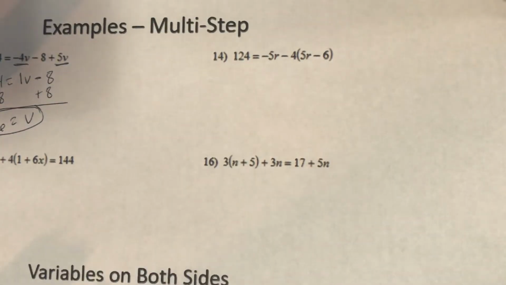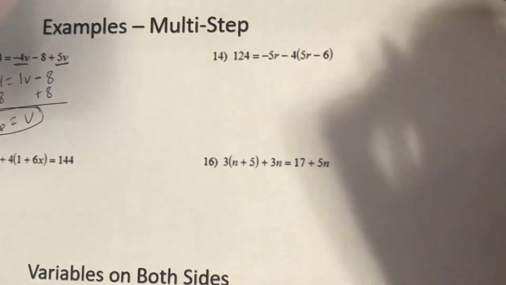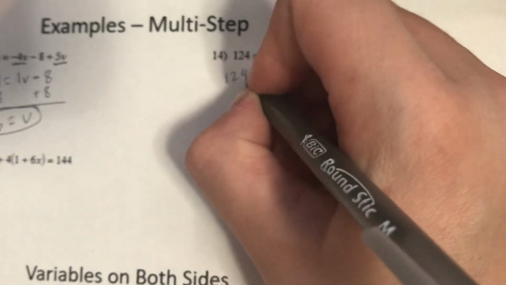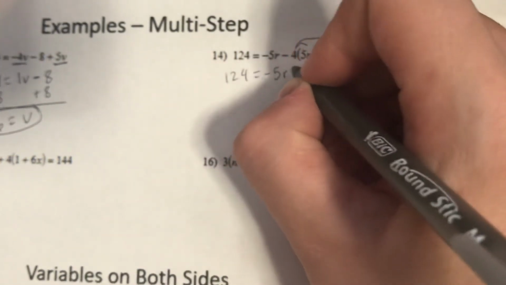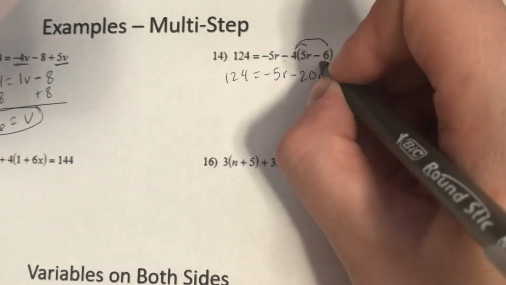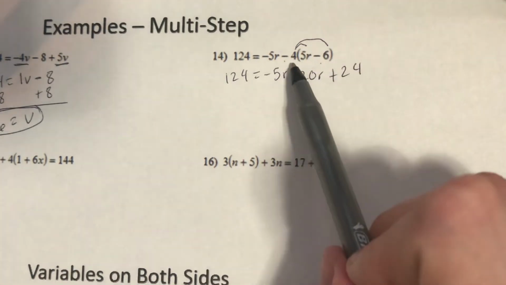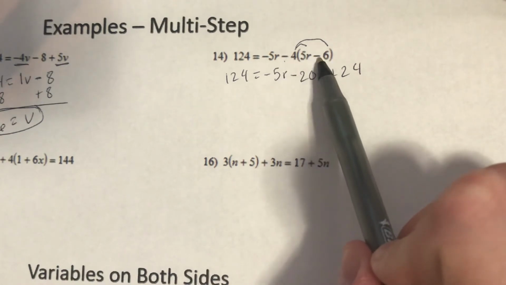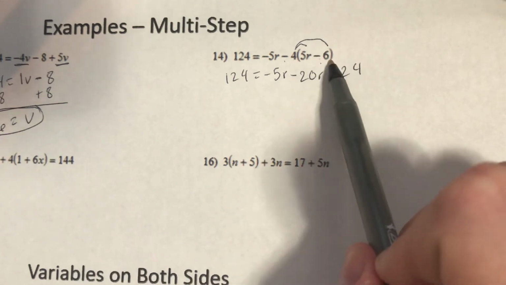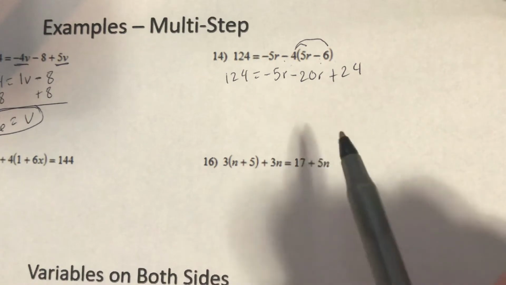Over here, we're going to first distribute, and then we'll combine like terms, so on either side. So we have nothing to distribute on this side, but we do have to distribute over here. So we'll do 124 equals -5r minus 20r. Negative times the negative is +24. So make sure when you're doing this to be careful with the signs. And what I see a lot of people do is they forget to distribute the -4 to both terms. They just do it to just one. So make sure you distribute both. Okay, that's a common mistake that I see.